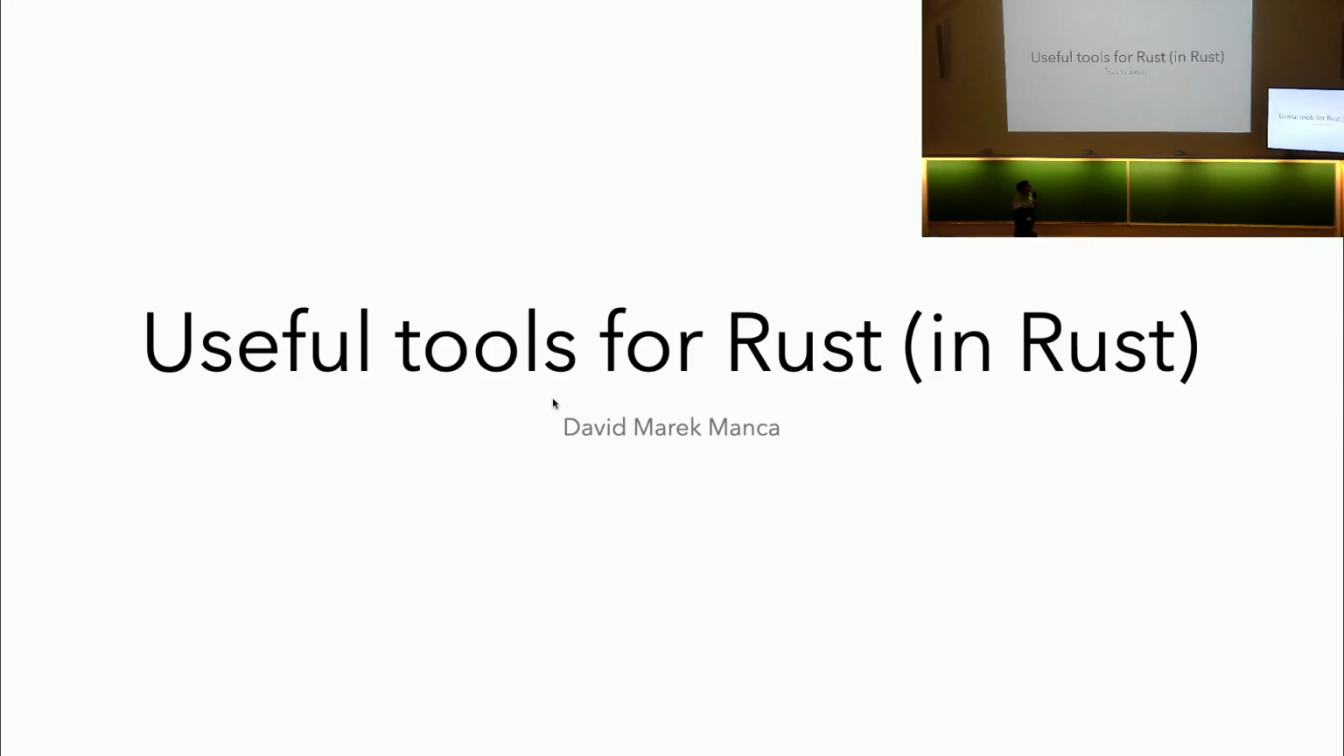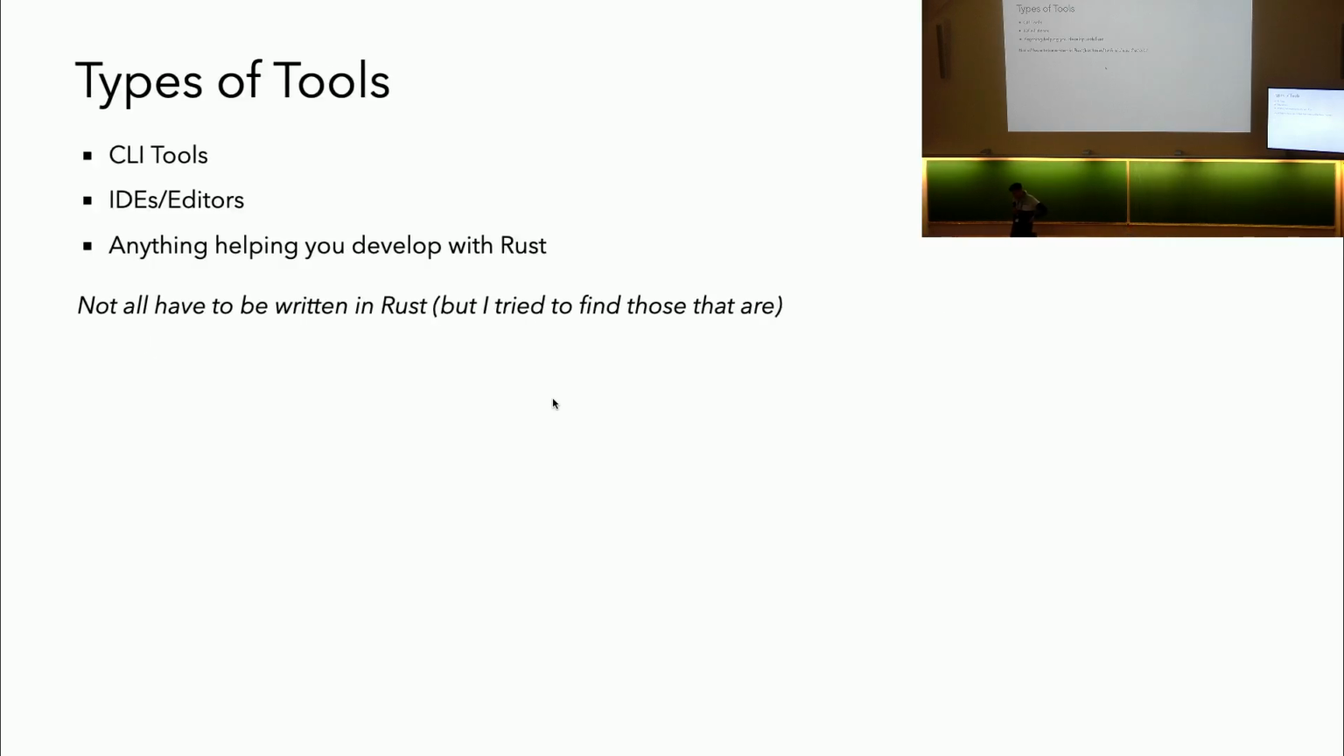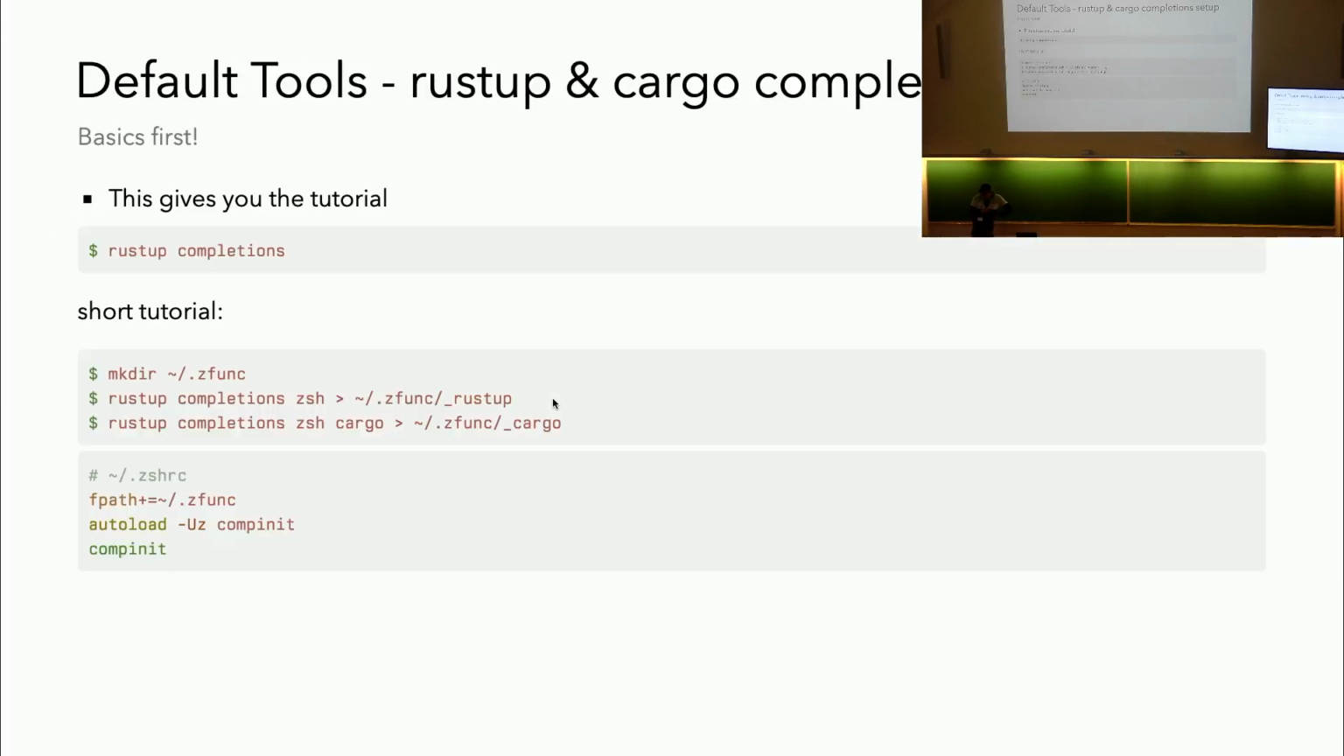So I prepared a quick presentation about useful tools for Rust, mainly in Rust. They're not entirely all in Rust. They're not entirely related to cargo and the build tools that are directly related to Rust. But they are some tools that I use pretty much every day when I'm developing software and that I pretty much find interesting.